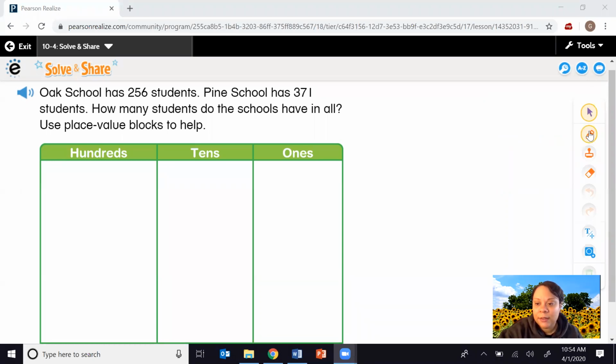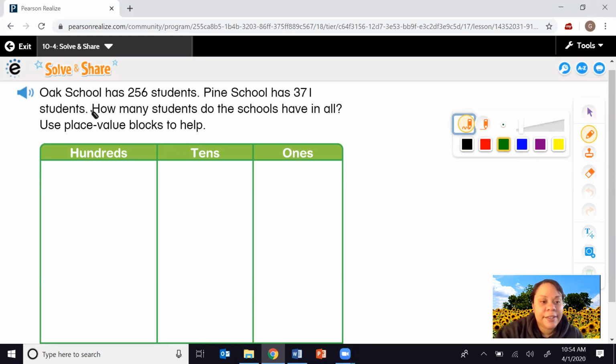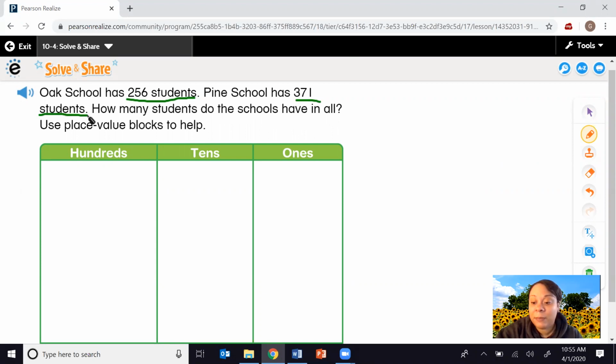All right, so we're going to continue to work with our base 10 blocks. So here's today's solve and share. It says that Oak School has 256 students, okay? Pine School has 371 students. You notice that I'm underlining my important parts in my word problem. How many students does school have in all?